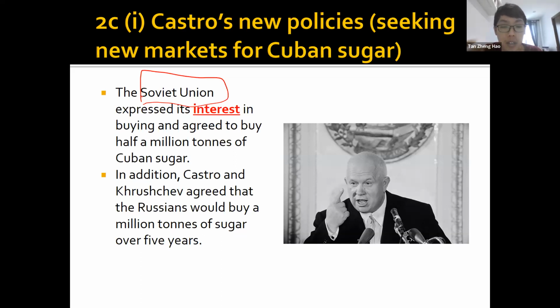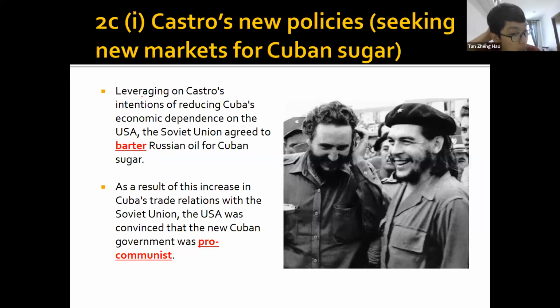And this will create a lot of tension because they will start to think that Castro is getting closer towards the Soviet Union. Castro didn't care about the US. Castro is purposely doing this against the US. It will worsen the relationship between these two countries. So one of the things that the Soviet Union offered was this: you give me sugar, I can give you Russian oil. One thing you need to know is Cuba used to have sugar and tobacco, but it doesn't have a lot of raw materials like oil. So Cuba was quite dependent on the US for oil.